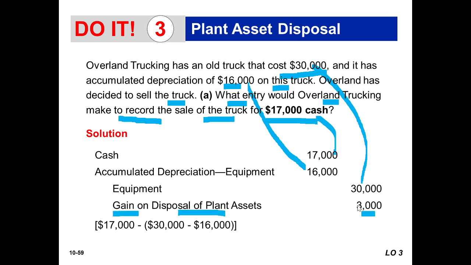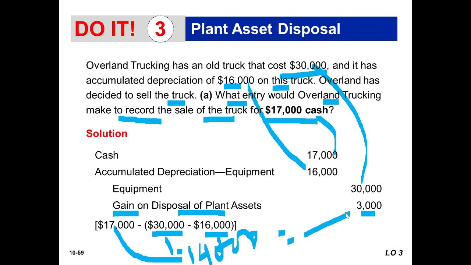How could we get this? $30,000 minus $16,000, that means $14,000. This is our cost less our accumulated depreciation, so here we get $14,000. So $17,000 minus $14,000 equals $3,000. I think everybody is clear.